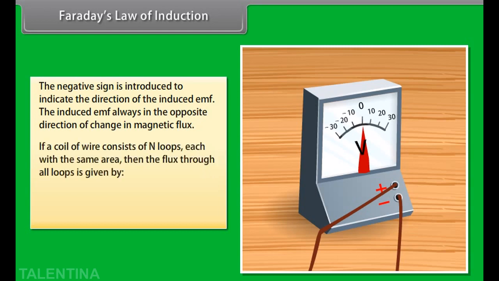If a coil of wire consists of n loops, each with the same area, then the flux through all loops is given by minus n differentiation of phi B with respect to t. Example. Let's take an example on Faraday's laws of induction.